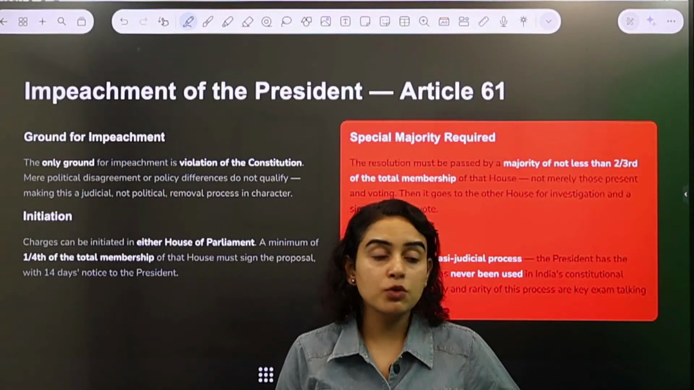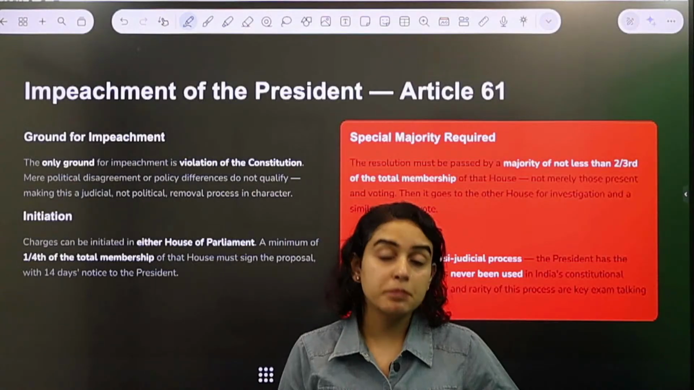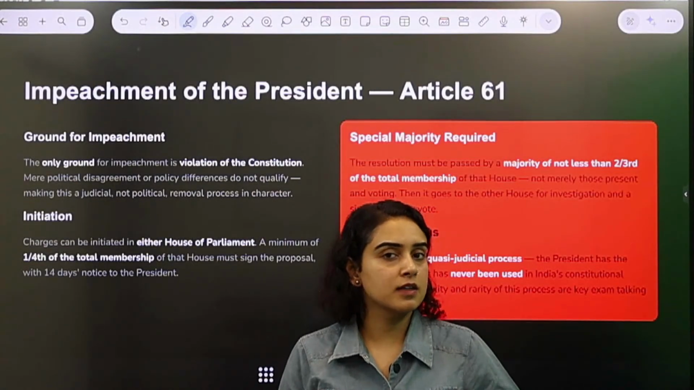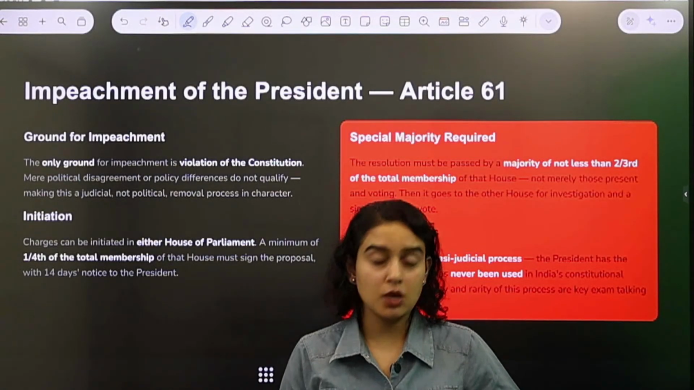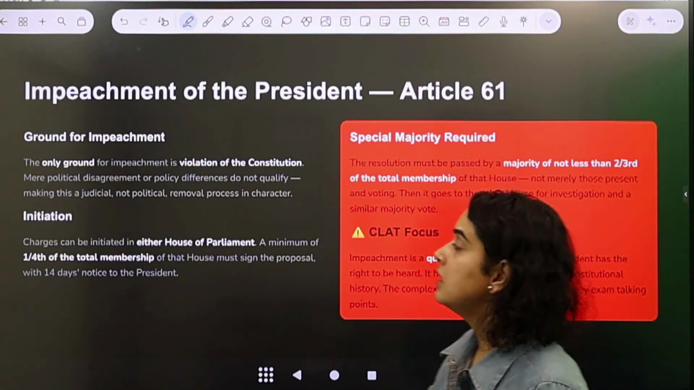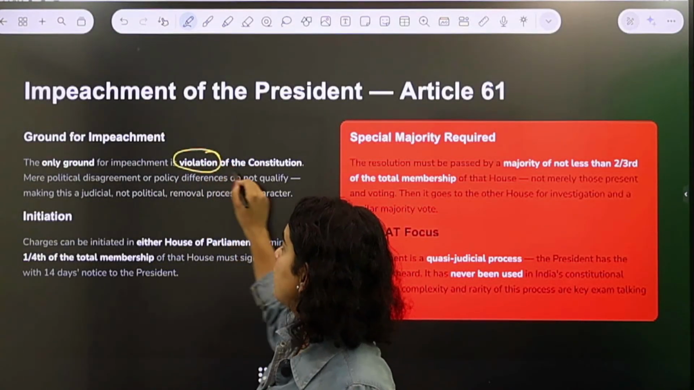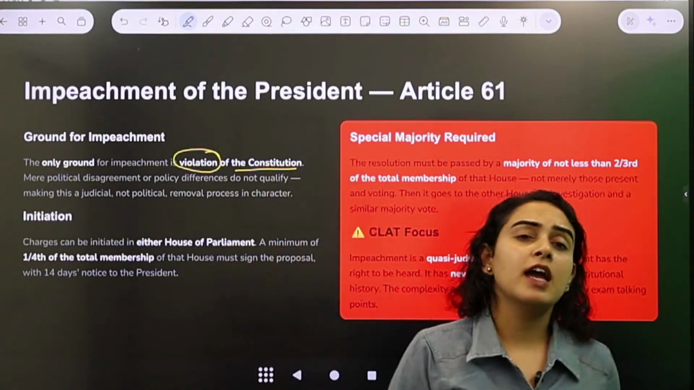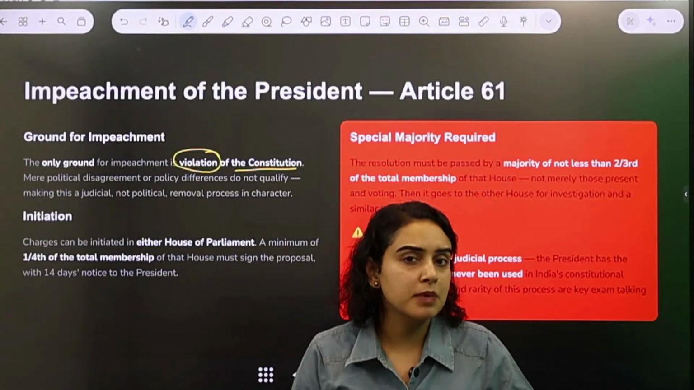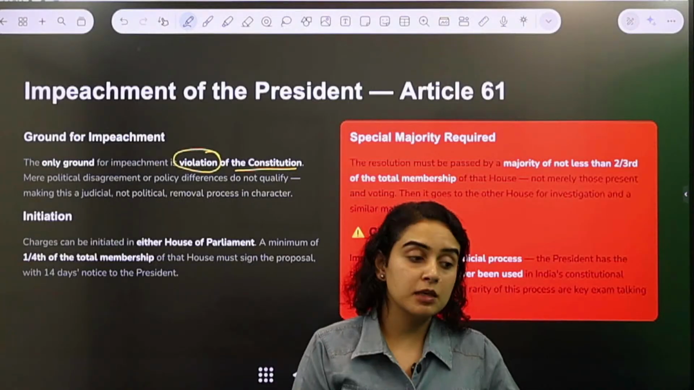The process of removal of the president is known as impeachment, and it is given to us under Article 61 of the Indian Constitution. Now, what does that say? First thing is that it mentions clearly that the only ground for impeachment is going to be violation of the Constitution. So, if anything is done by the president which is against the Constitution, then he can be impeached.